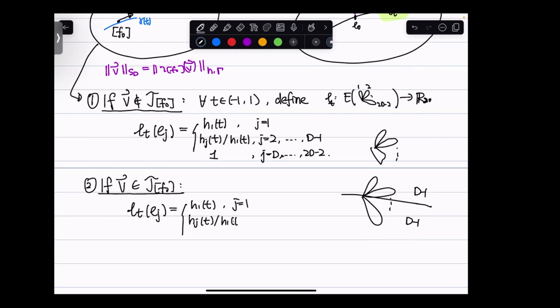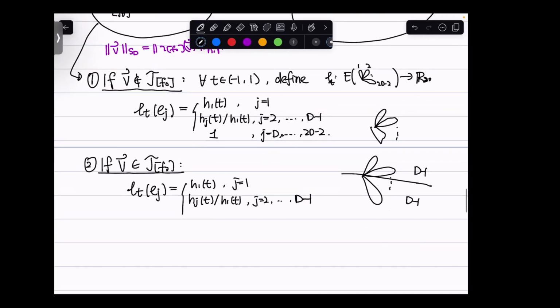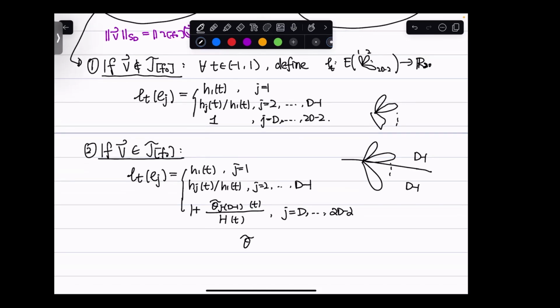The heights are still the same, but since the heights are all constant, the first d minus 1 coordinates are constant, and the last d minus 1 coordinates will be something that looks like this, theta j minus d minus 1 of t, divided by a normalization of h t, and this is when j equals d to 2d minus 2. Let me just say what theta j minus d minus 1 of t is. This is basically recording how twists are changing up to a normalization.